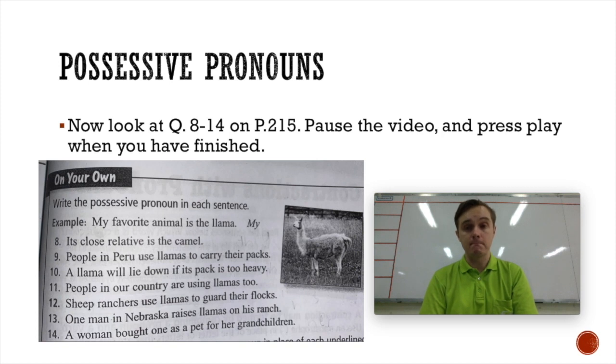Now these are actually much easier than the questions that we've just done. All we have to do is read the sentence and find the possessive pronoun. So you're not changing anything, you're just finding something. So let's look at the example. My favourite animal is the llama. The possessive pronoun in this sentence is the word my. So we just write next to the sentence my. So that's all you need to do for questions 8 to 14. Read the sentence and find the possessive pronoun.